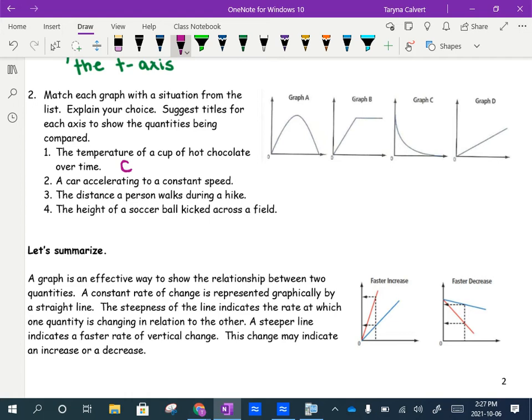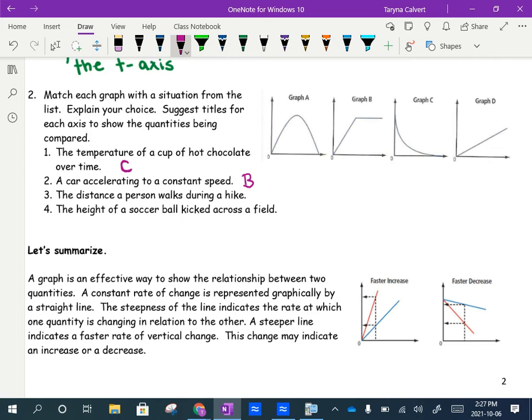A car accelerating to a constant speed. Oh, so I heard a few things. So I heard A, I heard D, I heard B? Okay. So it accelerates, then goes to a constant speed. Does that make sense? Right? So there is an acceleration. So it definitely has to be B. Good. If it just said a constant speed, then could it be D? Yes. So for 3, a distance a person walks during a hike.